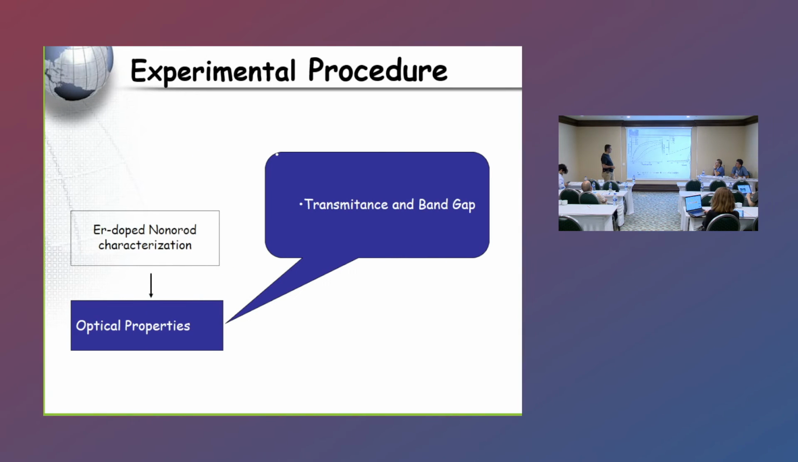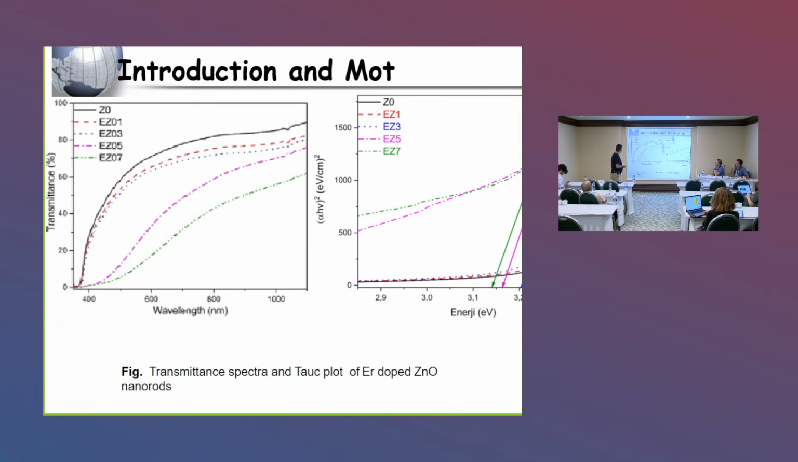After that, again, we took the transmittance, okay, and also we calculated its band gap. From this slide, I think I put two of them. We can see that when we increase the doping ratio, transmittance decreases. Also the band gap, this is the green one and the purple one. That means the band gap decreases too.